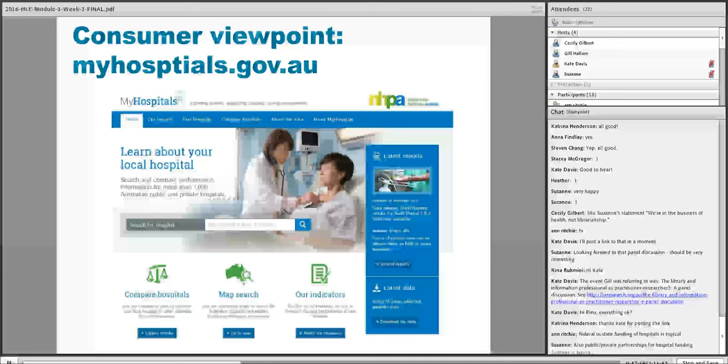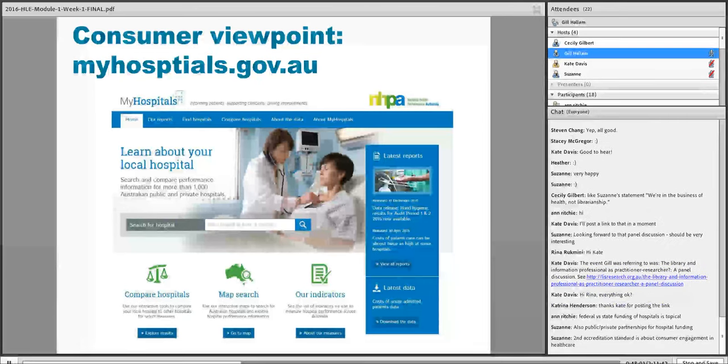So this screen here shows you a screenshot from myhospitals.gov.au, and it's providing richer data about the different hospital services, individualizing the hospital services and giving you the opportunity to compare, as it shows there. It talks about the different indicators. How do they measure? How do they actually rank or benchmark hospitals against each other? So that's, again, very much from the individual consumer perspective, or lobby groups, etc., to find out what is available in that area.